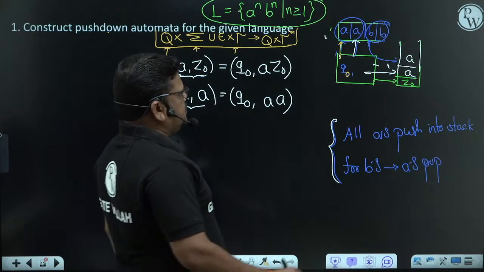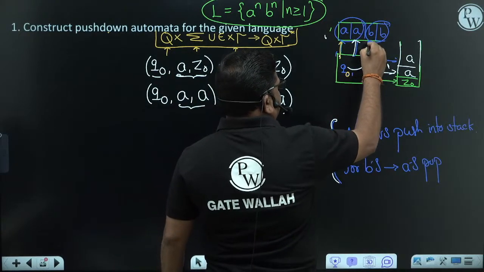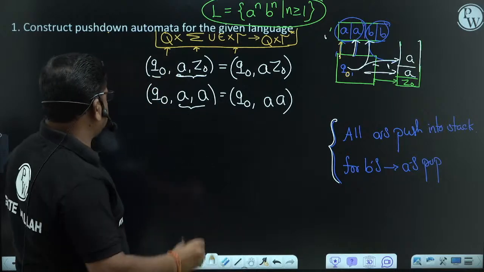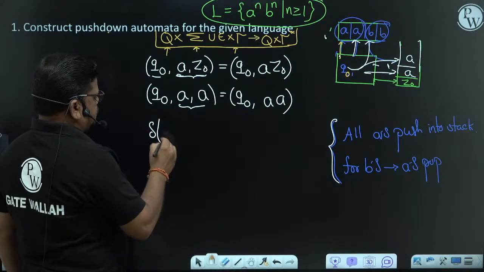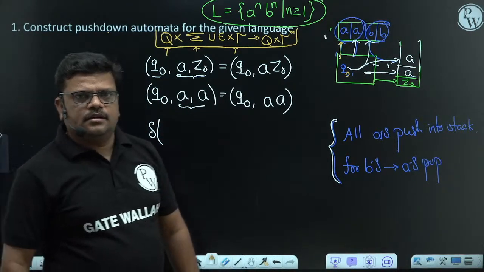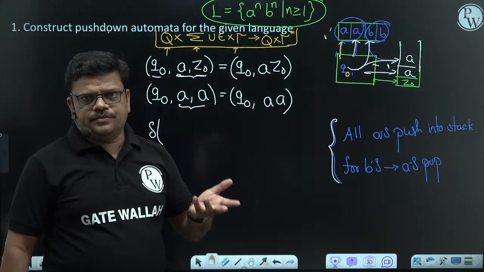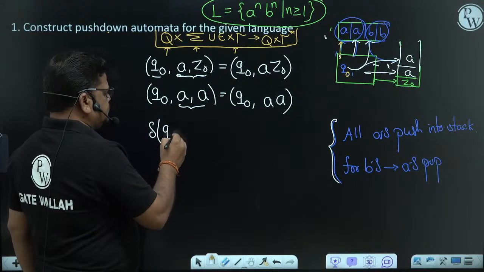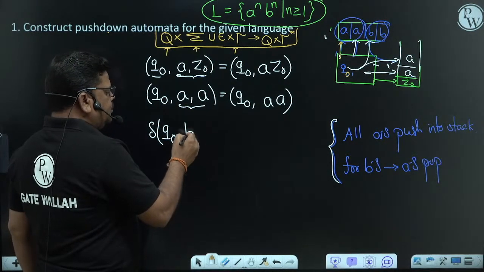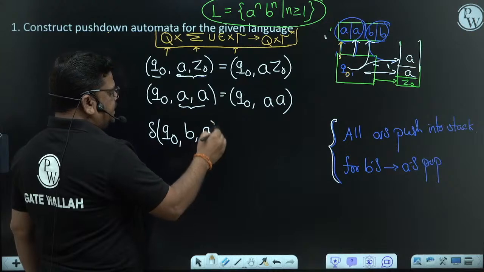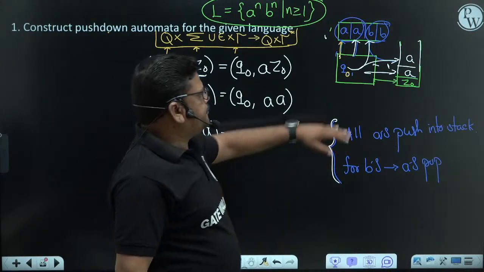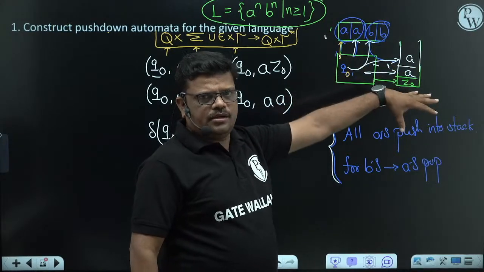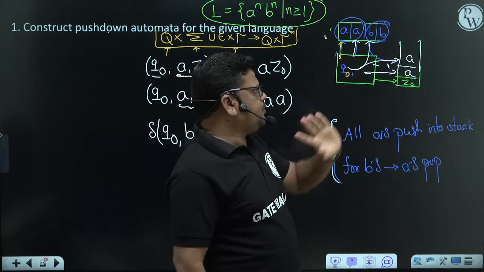Then what happens? Still we are in Q0, the coming symbol is B, and the top of the stack is A. That means after some time A's are over, B's are encountered. So state is Q0. Whenever B is the input, what is the top of the stack? A. Because whenever B's come, A's are on top of the stack, always A. Only A's we are pushing. So B comes, A is top of the stack.